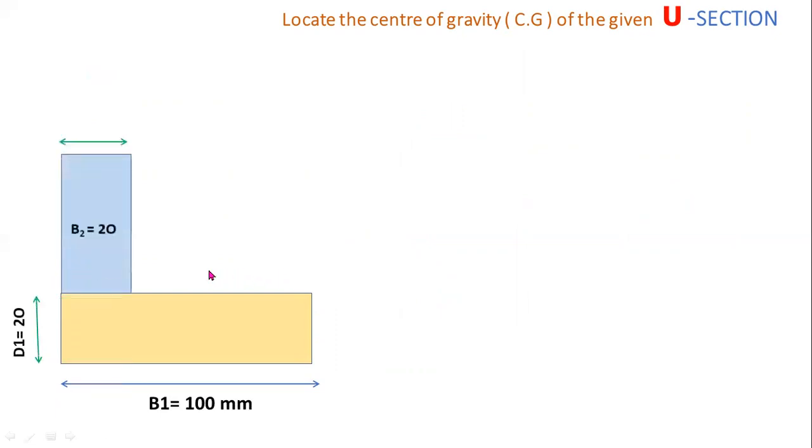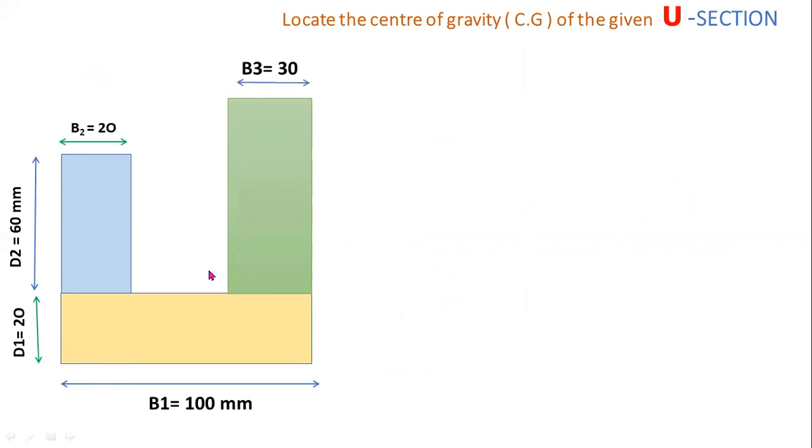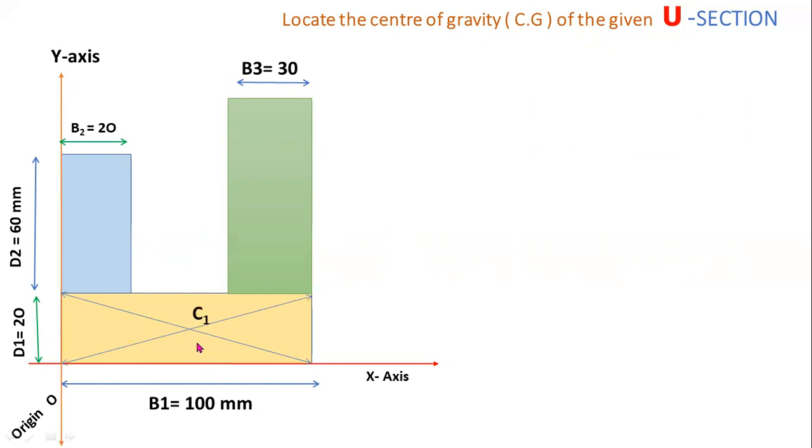Now I will show the position of the centroid. This is the reference x-axis, this is the reference y-axis. So this point is origin. Now C1 is the centroid of a bottom rectangle, C2 is the centroid of a left vertical rectangle, C3 is the centroid of a right side rectangle. Where C1, C2, C3 are the individual centroids.